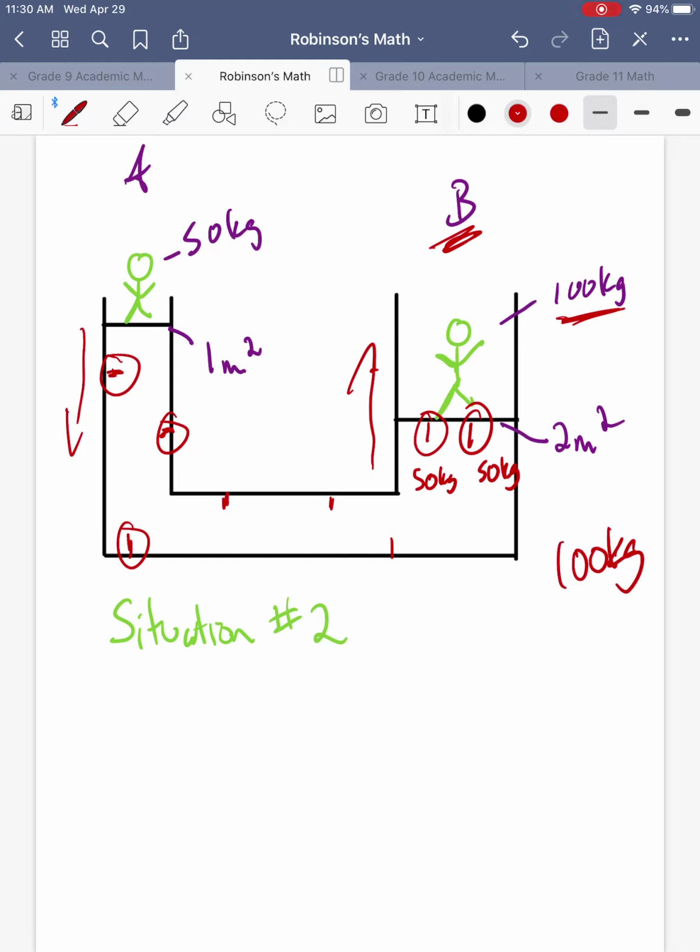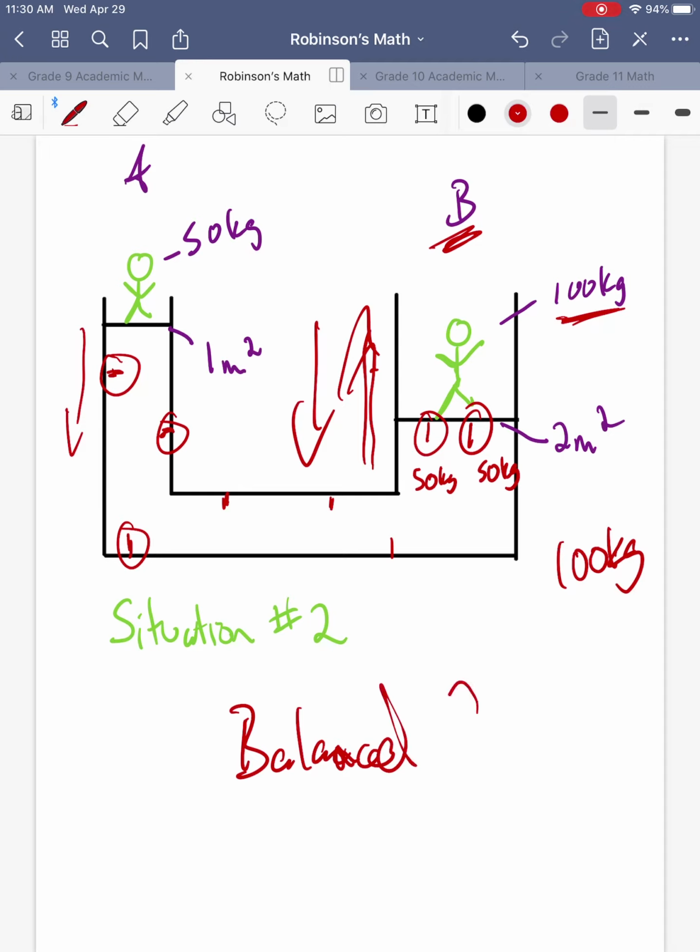However, we also have a person that has a mass of 100 kilograms that's pushing down. So we have an equal force pushing up as we have pushing down. And what we end up with in this situation is a balanced force. And we know that when we have a balanced force going in opposite directions, we have no movement, and therefore no work is happening. So in situation number 2, nothing would happen. The platforms would stay exactly where they are, and neither A nor B would move.